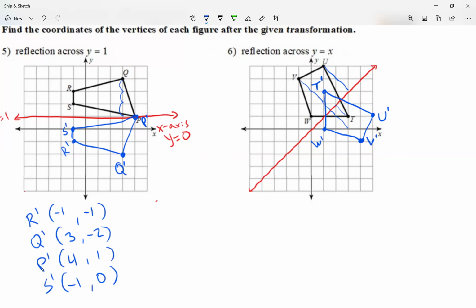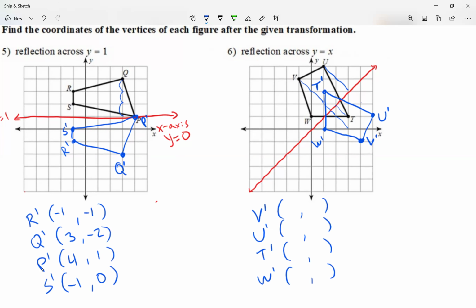Okay, let me get my coordinates. I'm gonna get V prime, U prime, T prime, and W prime. And I know I have to have two values for each. This is given. There's a comma and a space in between. That is given. I'm just going to ask you to type in the numbers. So coordinates of V prime are 4, -1. The coordinates of U prime are 5, 1. The coordinates of T prime are 1, 3. And the coordinates of W prime are 1, 0.